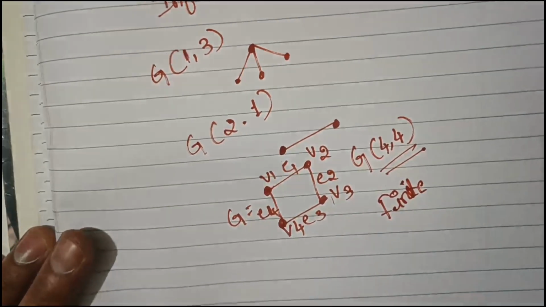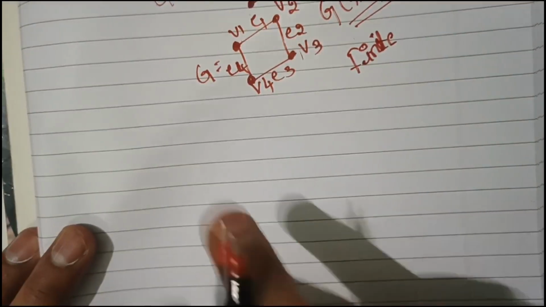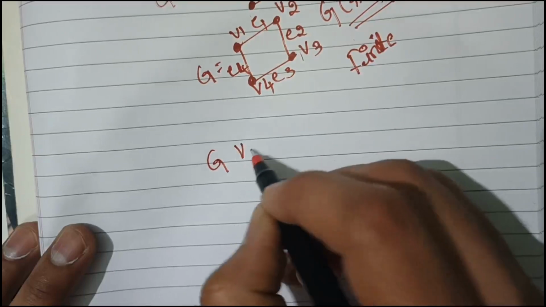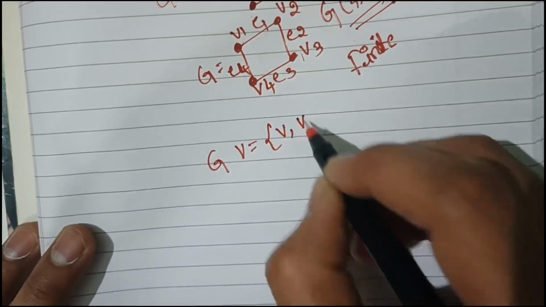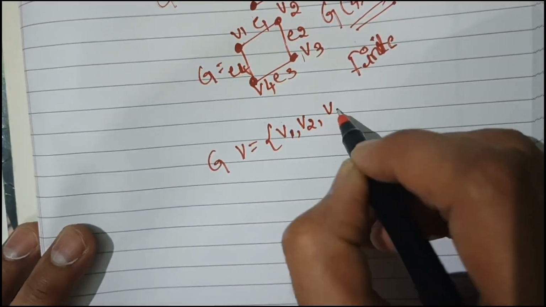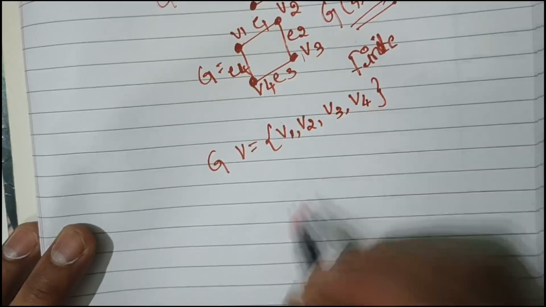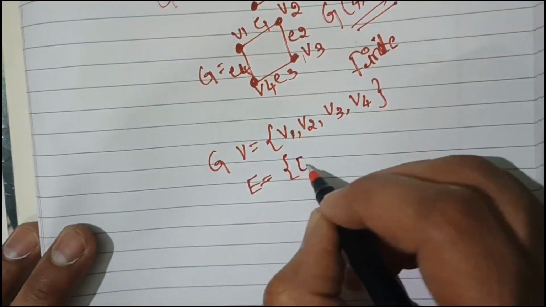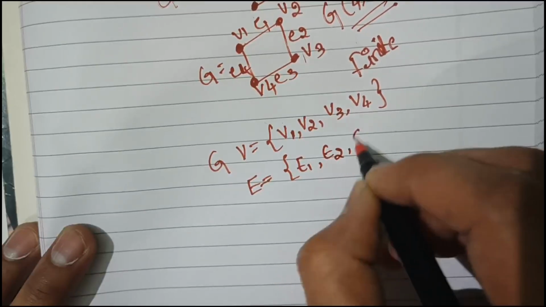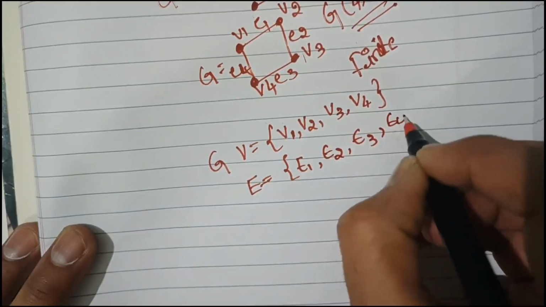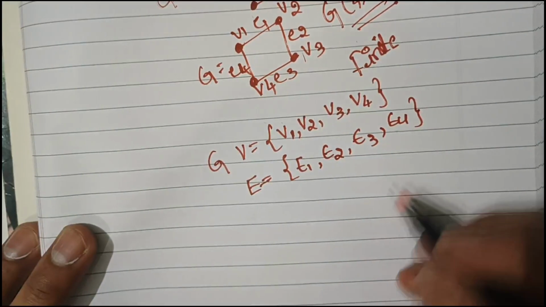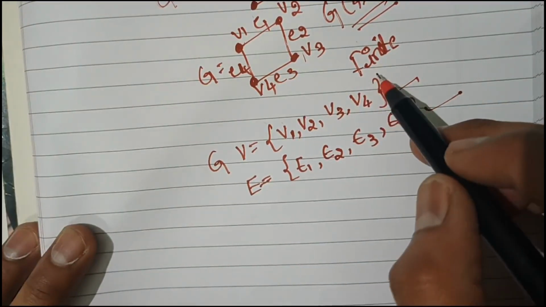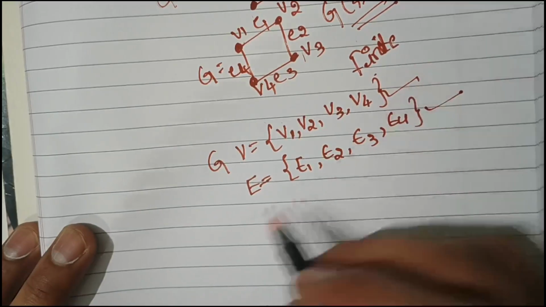Now, how is it uncountable? How can we write it in set form? G of V is equal to V1, comma V2, comma V3, comma V4. Like this we can write it. Edges E is equal to E1, comma E2, comma E3, comma E4. Like this you can write it. So this is countable. That's why this type of graph we should call a finite graph.